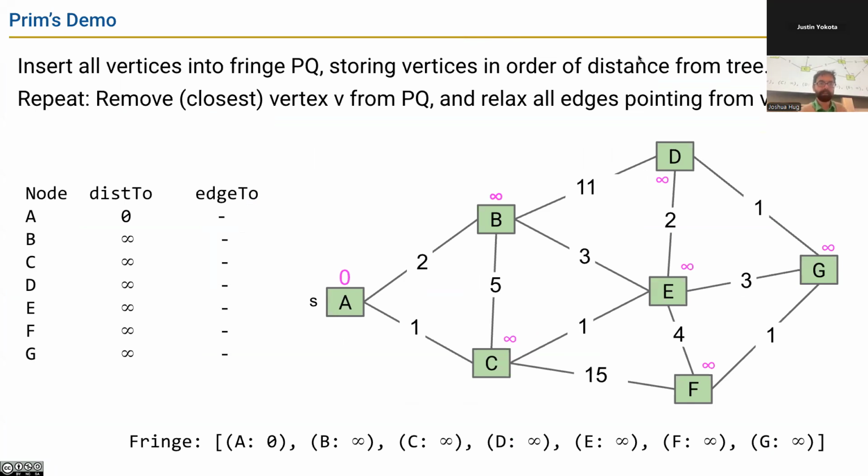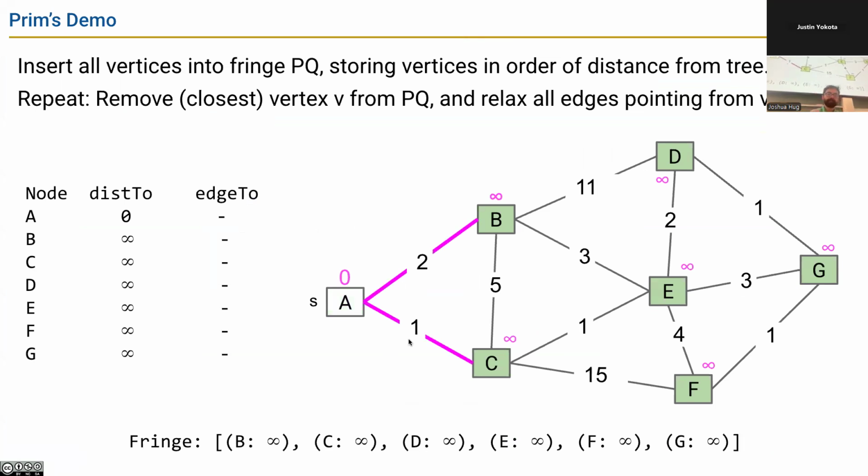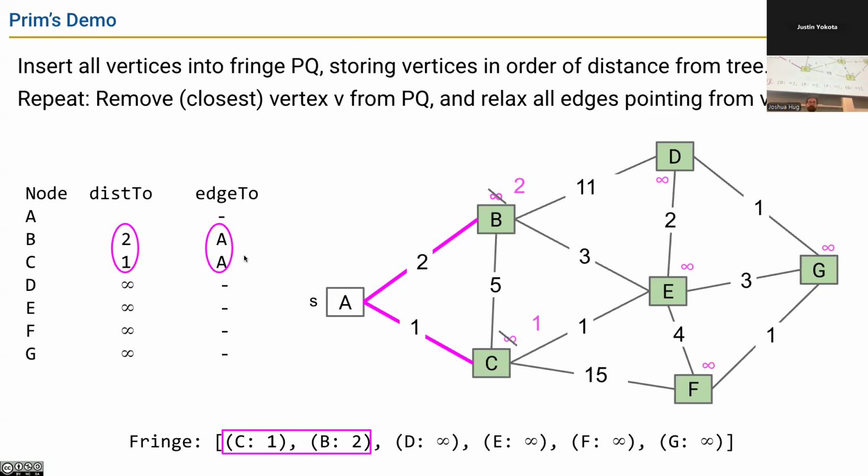So let's try running through it. So first, we're going to insert all of the vertices into the fringe, just like we did with Dijkstra's algorithm. These are all infinitely far away. And then we're going to relax these edges from A. And so what distance am I going to get for B now? 2. Okay, so B is going to get a distance of 2. And what's edge 2 going to be? A, right? And what's C's distance going to be? 1, and edge 2 will be A. Okay, good. We're done so far.